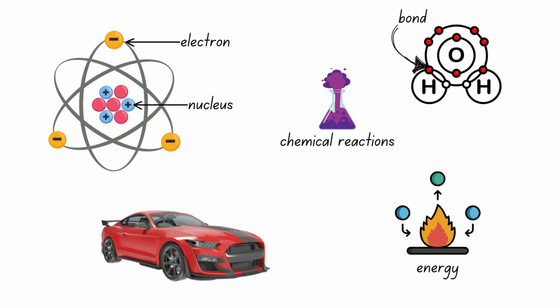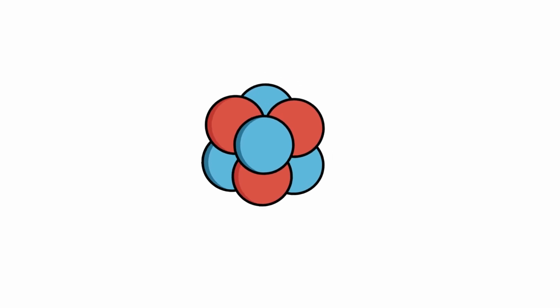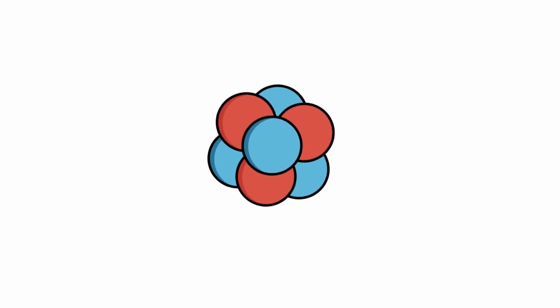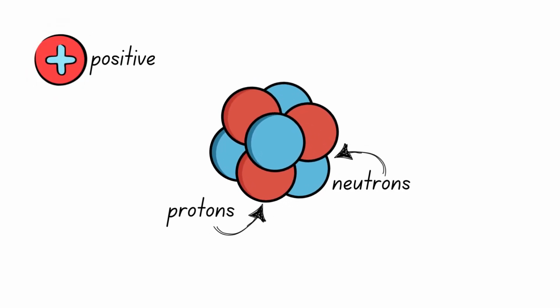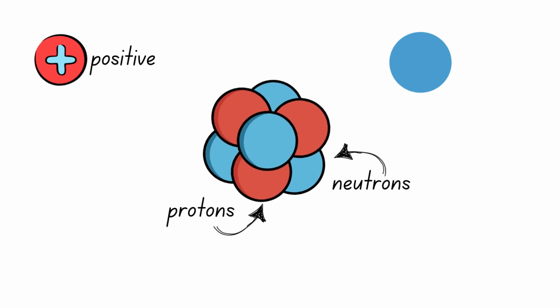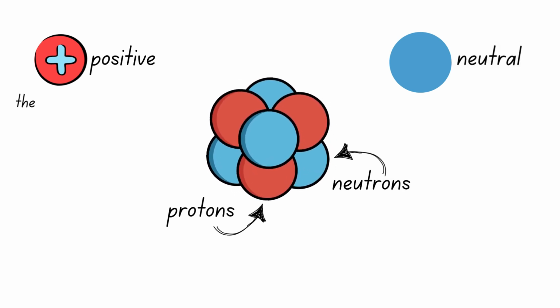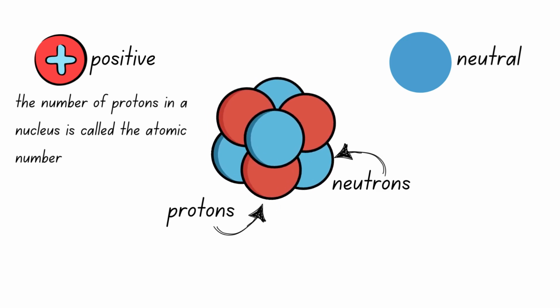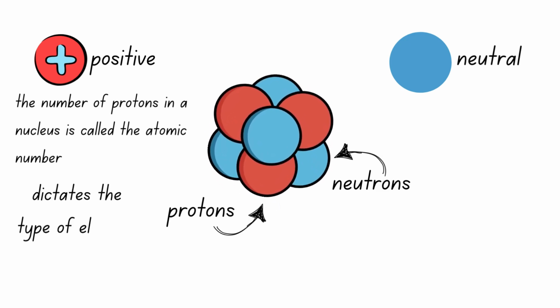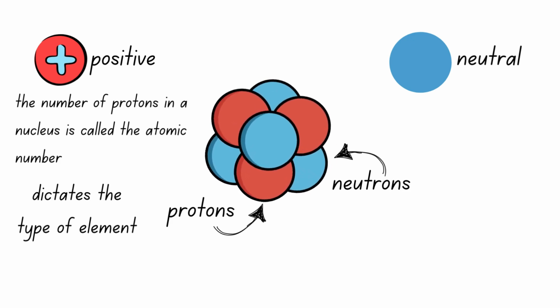The nucleus, however, is a much more potent source of energy. The nucleus consists of two subatomic particles, protons and neutrons. Protons are positively charged, while neutrons have no charge. The number of protons in a nucleus is known as the atomic number, and it dictates the type of element to which a particular atom belongs.